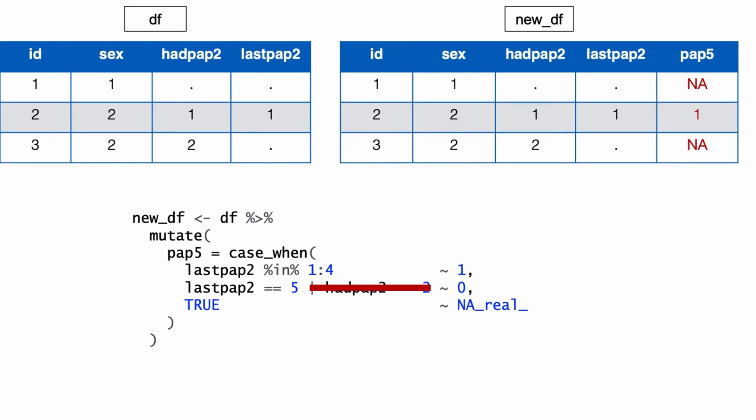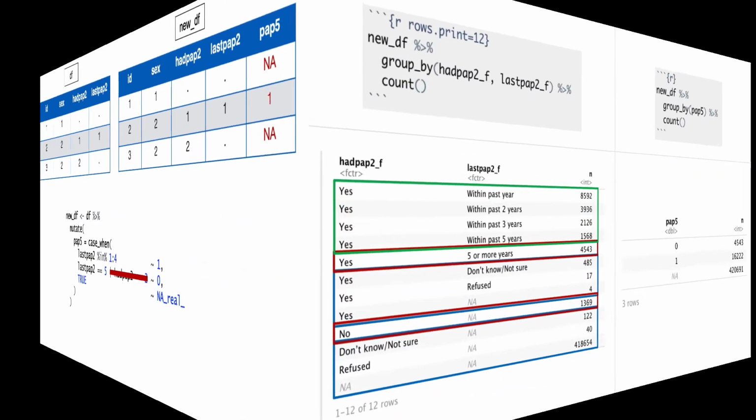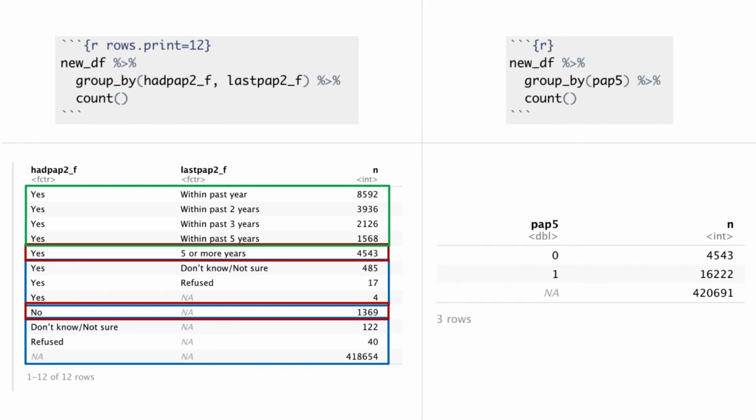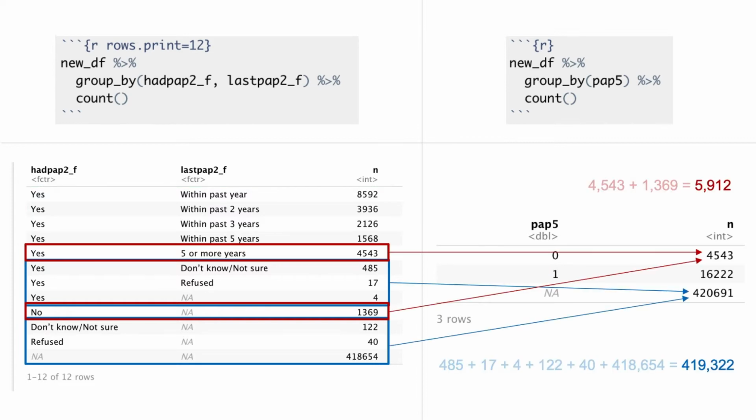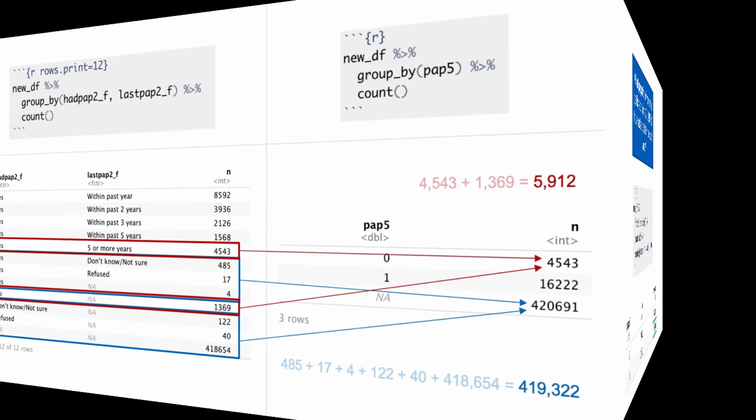But what would our data check show us if we had failed to correctly account for the skip pattern? Well, the two-way table on the left would look exactly the same. And our calculation for the number of women who had a Pap test in the past 5 years would still be correct. But the number of participants in the other two categories of Pap5 would not match. That should be a big red flag and prompt us to investigate further.